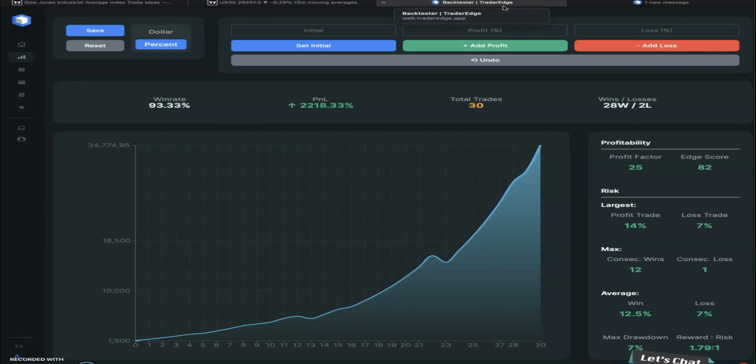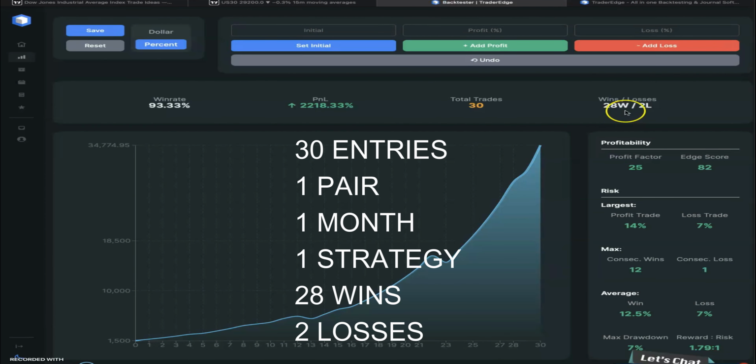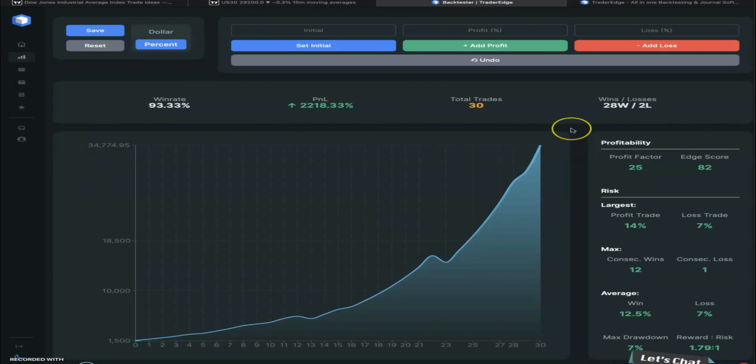So as you can see, we've got 30 entries. Let's see if I can use this properly. 30 entries, 28 wins, 2 losses, from a $1,500 account to a $34,000 account in 30 days. That's assuming you got every entry, which is not very practical, but we're just going with the flow here. The profit factor is really good, especially from somebody who's working on EAs. That's stinking impressive. I wish like heck I could code some bots to make profit factors that high, but that's neither here nor there.